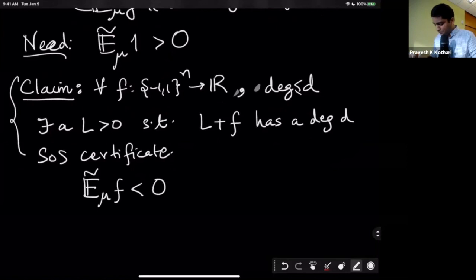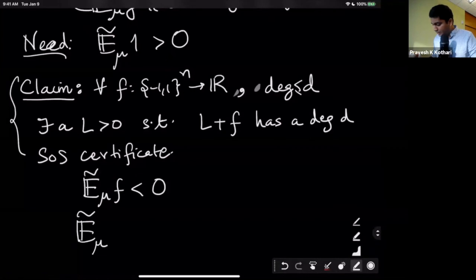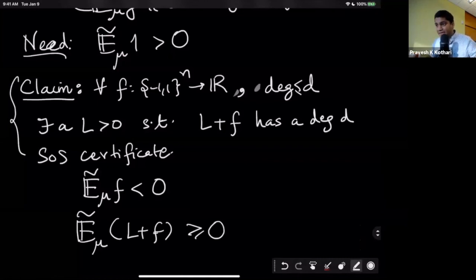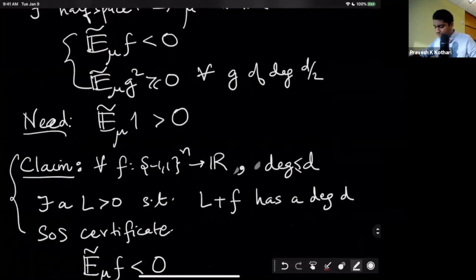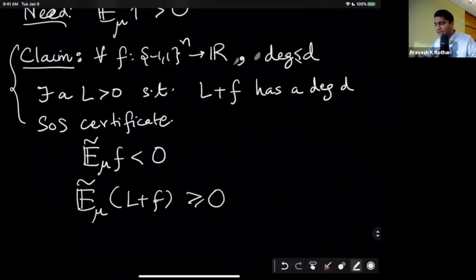So let's shift it. Now, we said that L plus f has a degree D SOS certificate. So it must hold that Ẽ of L plus f is bigger than or equal to 0, right? Because L plus f must be a sum of squares of polynomials of degree at most D over 2. Because Ẽ_μ of the square of any degree D over 2 polynomial is non-negative, it must hold that Ẽ_μ of L plus f is non-negative.